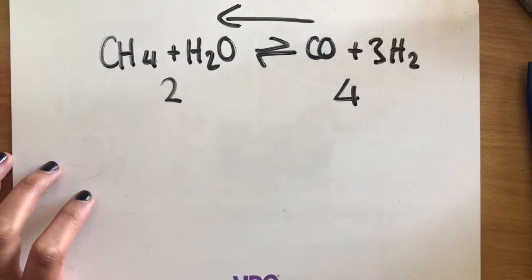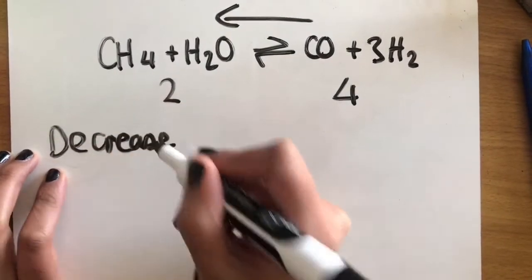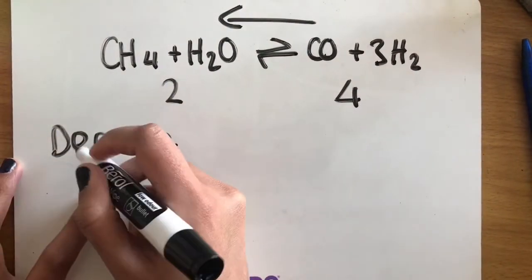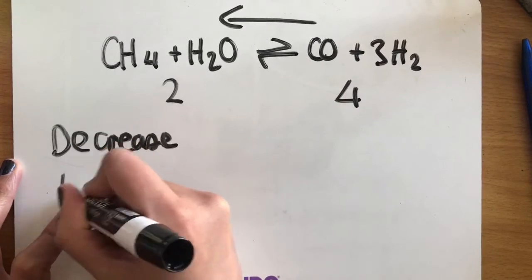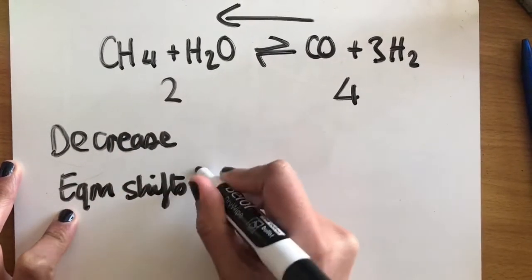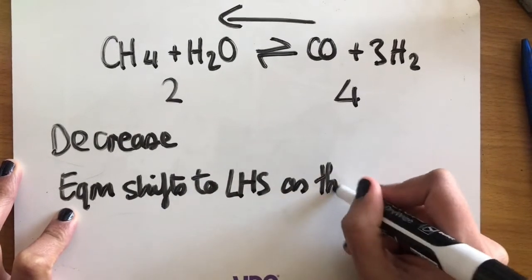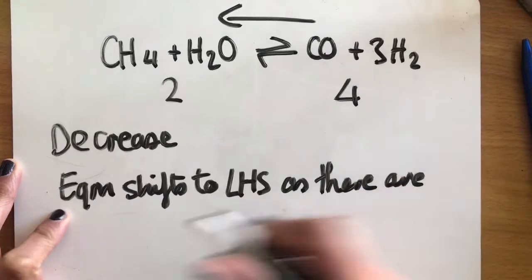So mark 1, what is the effect on the yield? The yield is going to decrease. And then your explanation as to why: the equilibrium shifts to the left-hand side as there are fewer moles.